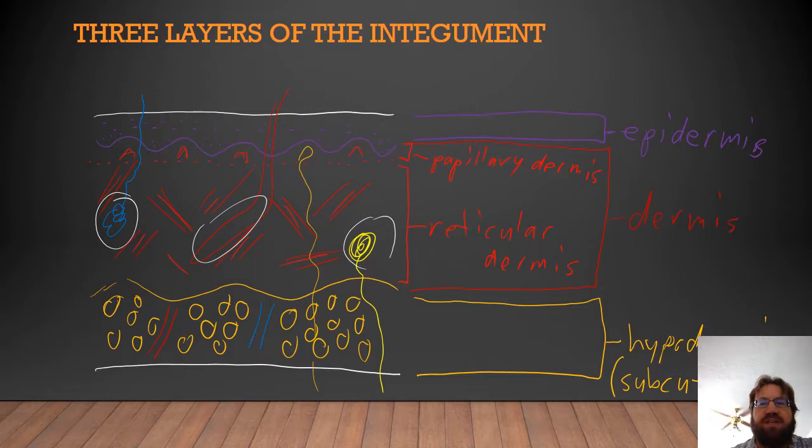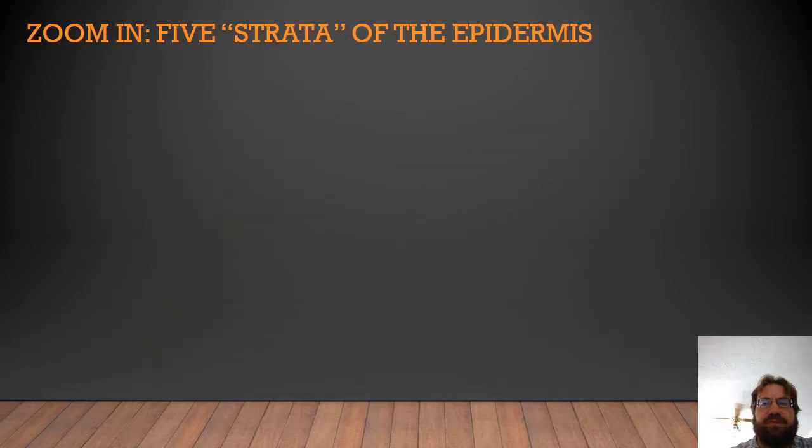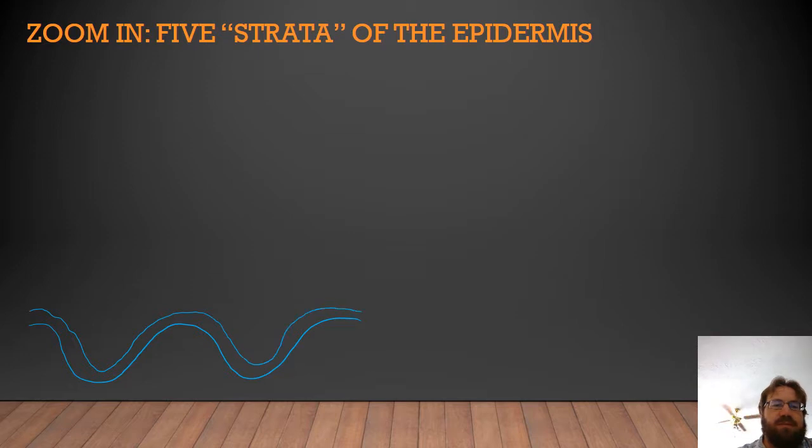All right, for the next slide, we're going to zoom in on a little chunk of the epidermis. When we look at the epidermis, there are 5 layers which are known as strata. Stratum is a Latin word for layer. So we start here at the bottom looking at this wavy line here, the dermal papillae poking up into the epidermis.